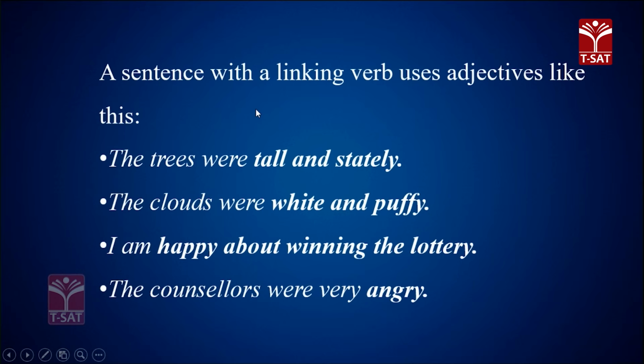A sentence with a linking verb, we discussed these linking verbs in the verb section. A sentence with a linking verb uses adjectives like this in the following sentences. The trees were tall and stately. How were the trees? They are tall and stately. Then the clouds were white and puffy. In the earlier examples we have discussed them, again we are trying to discuss them. How were the clouds? They were white and puffy.